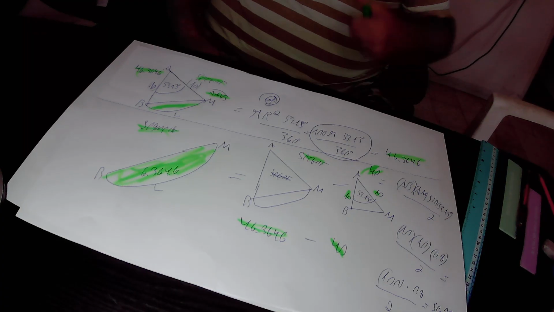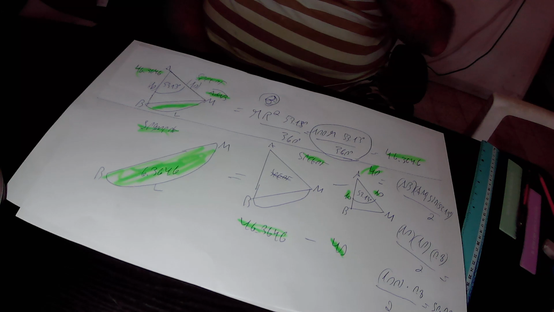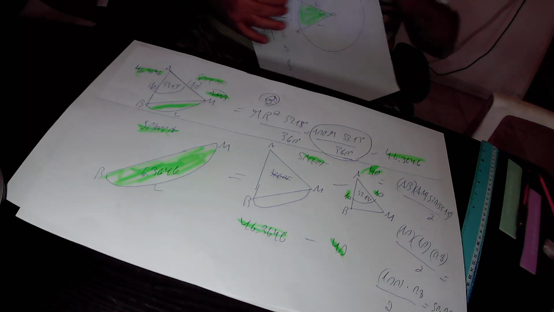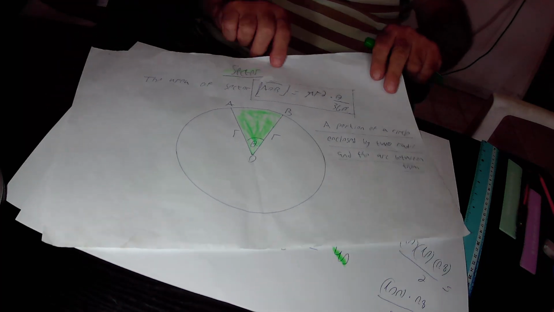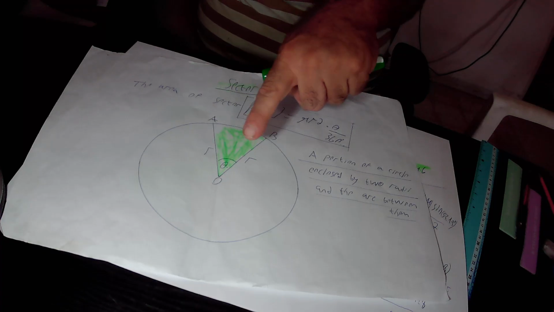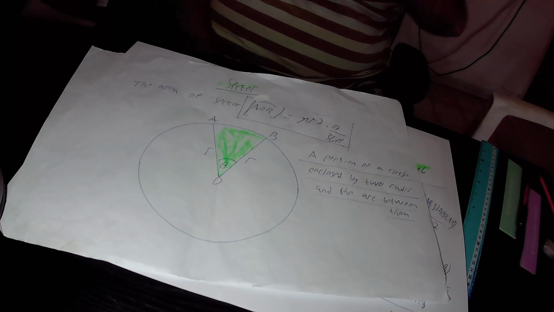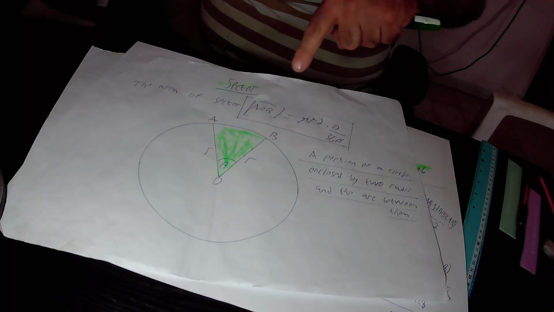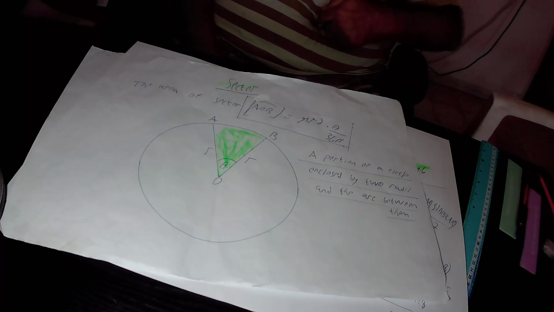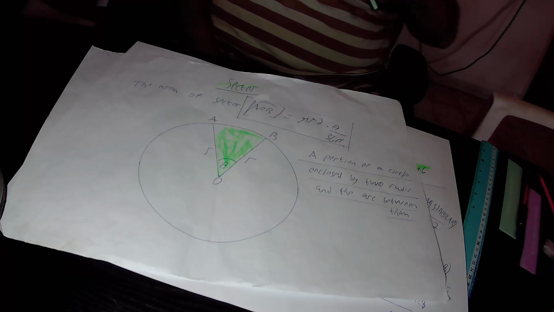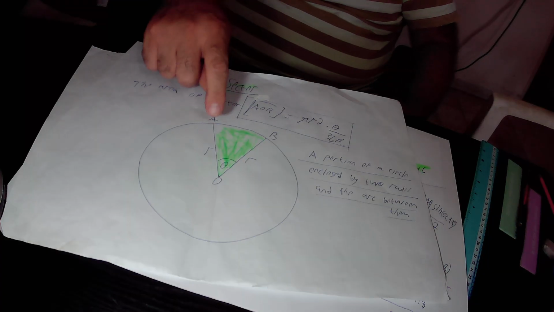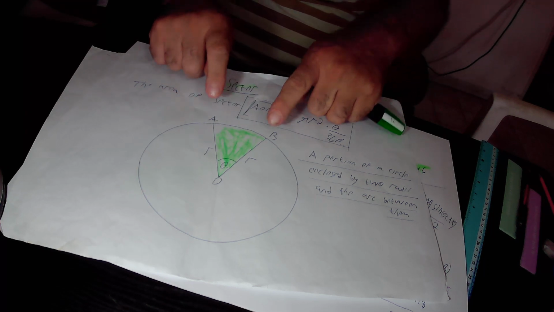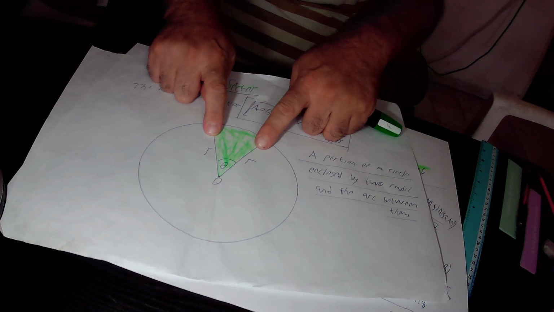What is a sector? A sector is a portion of a circle enclosed by two radii and the arc between them. Here, the green shape is sector AOB, and sector AOB is a portion of this circle enclosed by two radii and the arc AB between them. It's like a slice of a pizza. The two radii AO and BO are also defined as the legs of the sector.